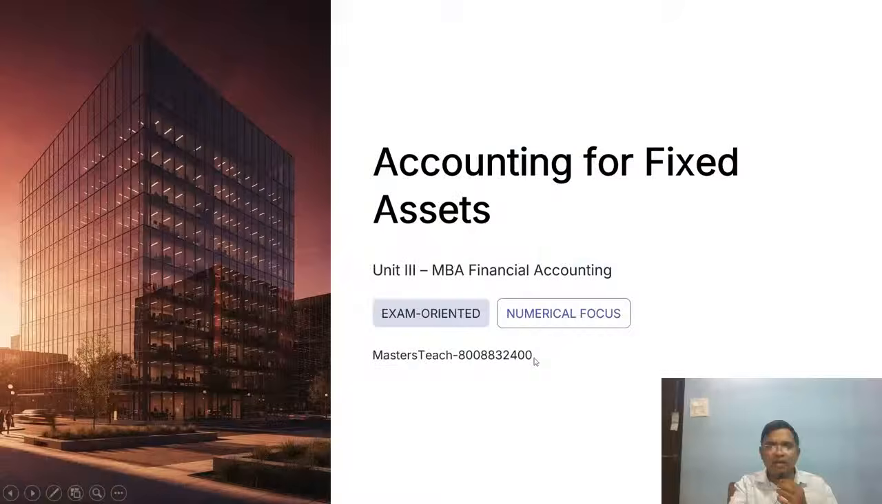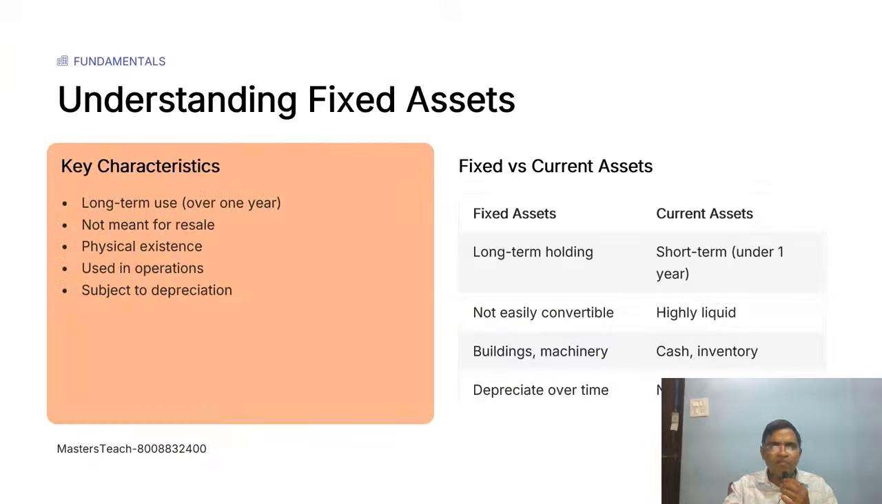It is accounting for fixed assets, okay. Fixed assets are long term holdings. The characteristics of fixed assets: they are for long term use. They can be used over and over, for many years, and are not meant for resale. For example, you purchase machinery, a building and land, that will be fixed. It is not meant for resale.